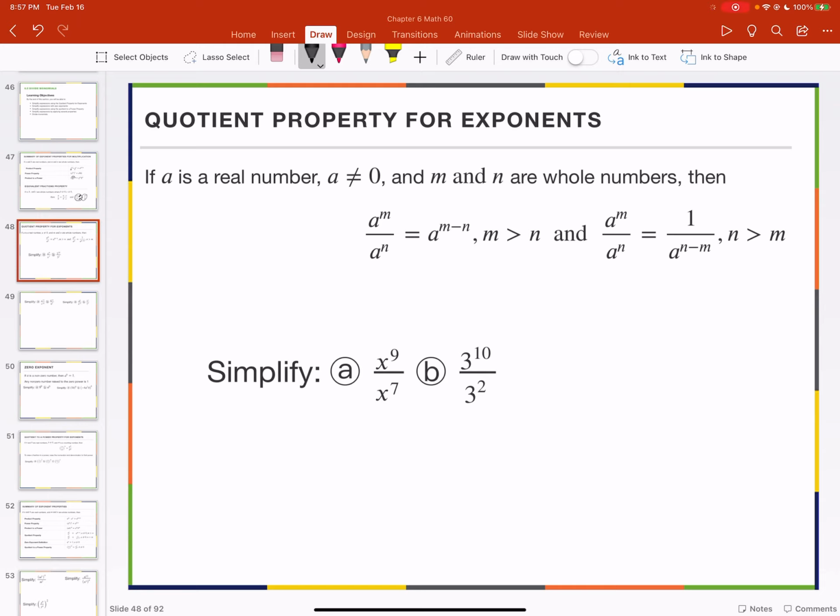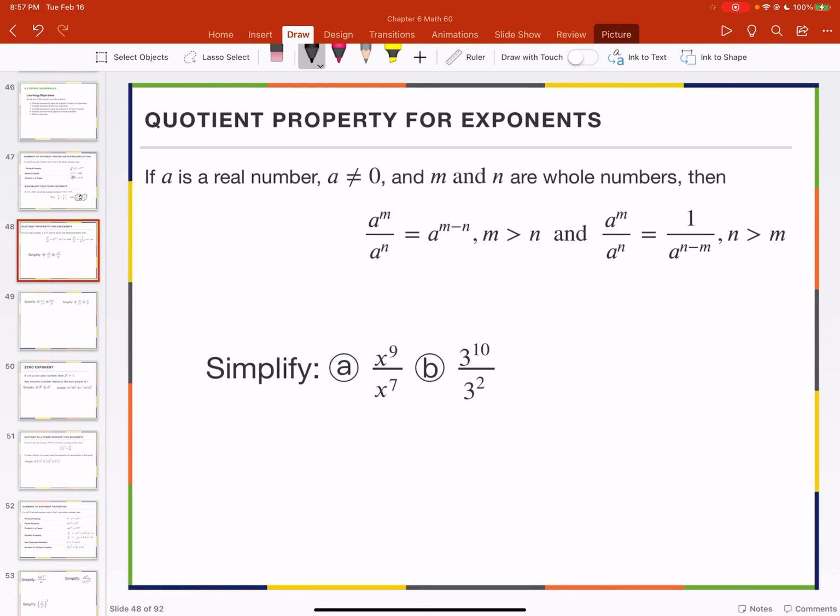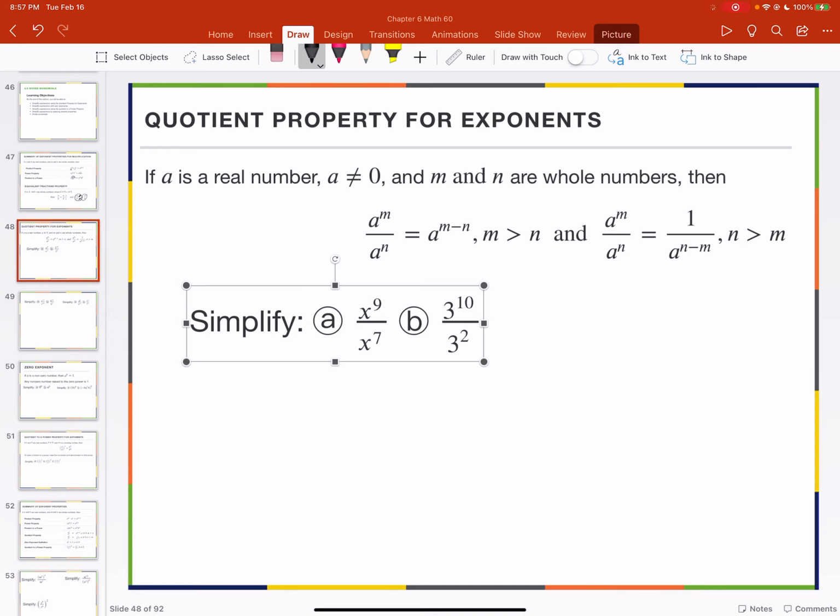Now, the book splits the quotient property in two ways, depending on whether the numerator or the denominator has the greater exponent. Essentially, if multiplication means to add, then to divide, when you find the quotient, you're subtracting exponents. Either way, you're subtracting. The way this property goes is that wherever the larger exponent is, that's where the difference goes, which makes sense if you think about it.